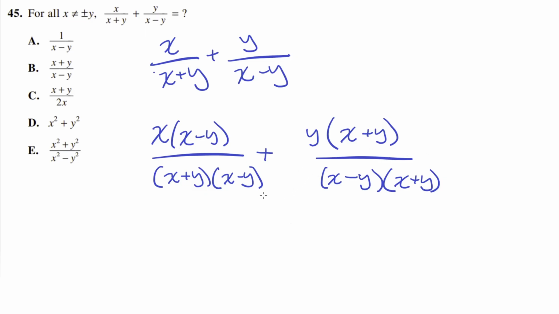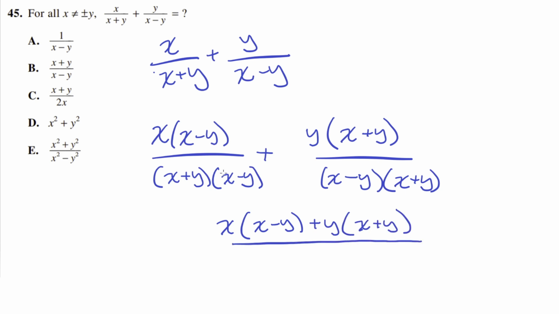So now let's simplify this. So we'll have x times x minus y plus y times x plus y. So we just added together the two fractions by adding the numerators, since the denominators are now the same. So x plus y and then x minus y. So now let's simplify these expressions up here by distributing the x and the y.